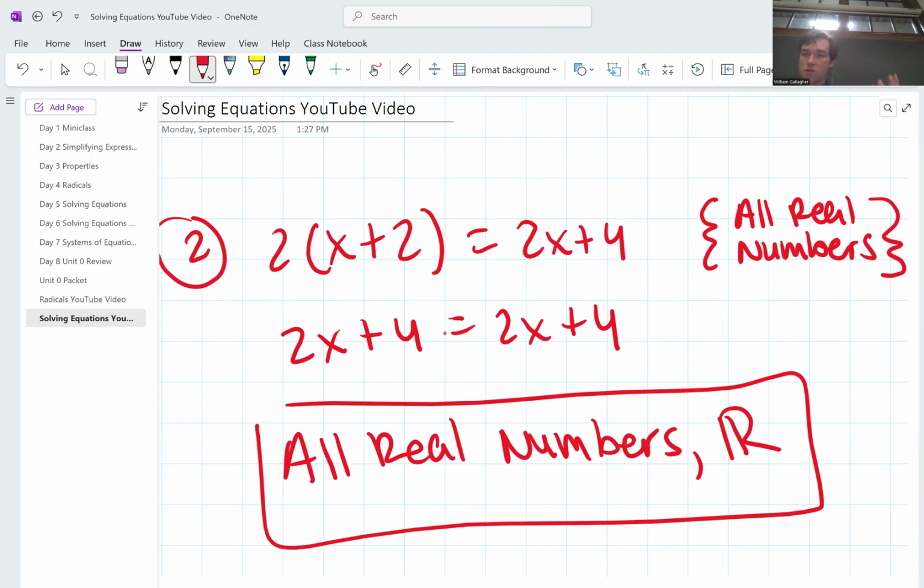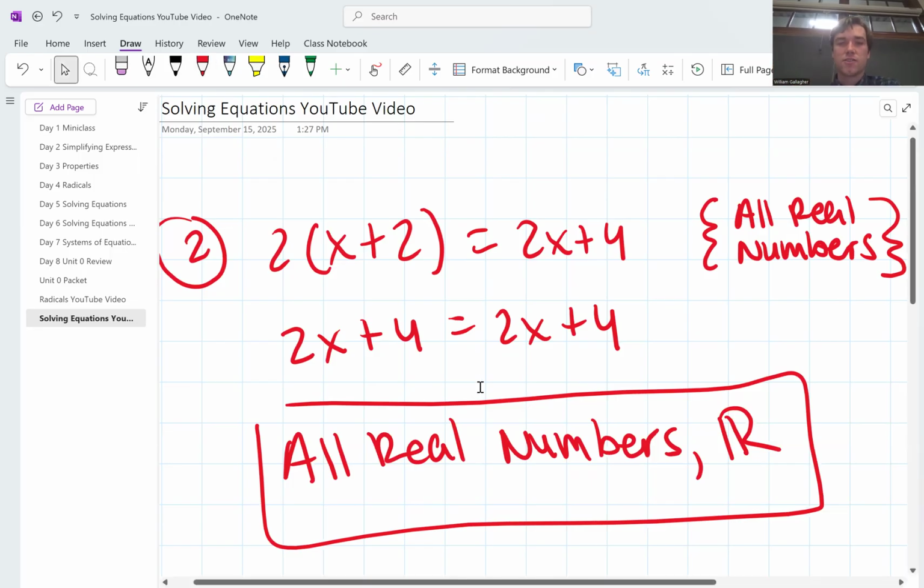You can either write all real numbers or the symbol. The symbol will come up again later on, so it's good to learn that now. But either one is fine.